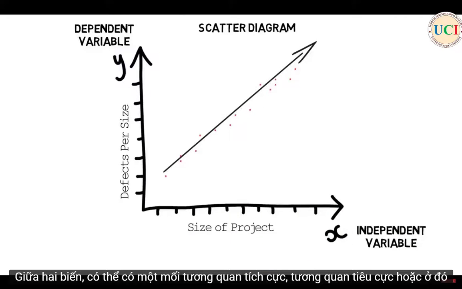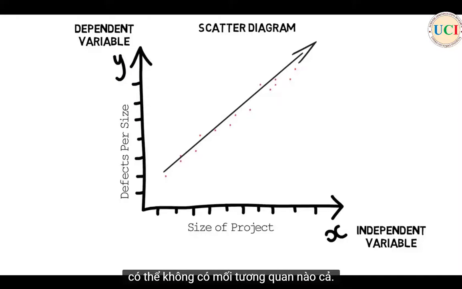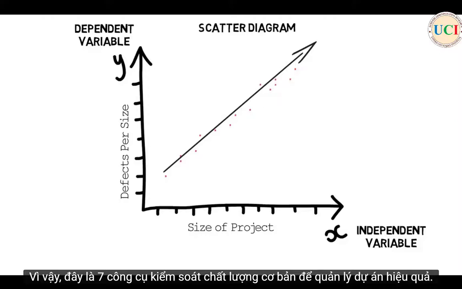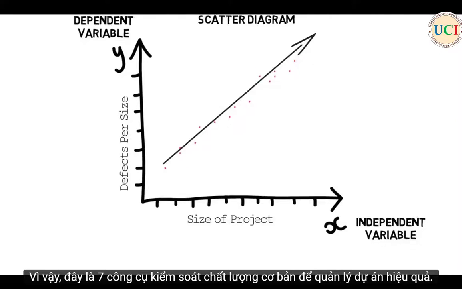Between 2 variables, there can be a positive correlation, negative correlation, or there can be no correlation at all. So these were the 7 basic quality control tools for efficient project management.